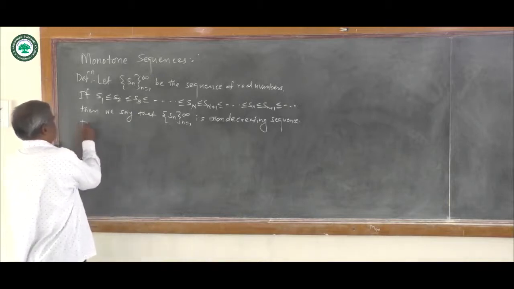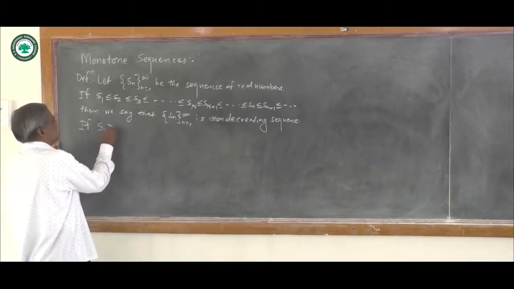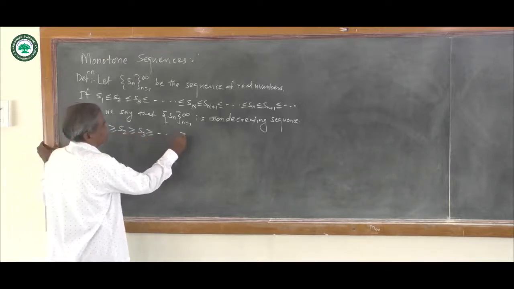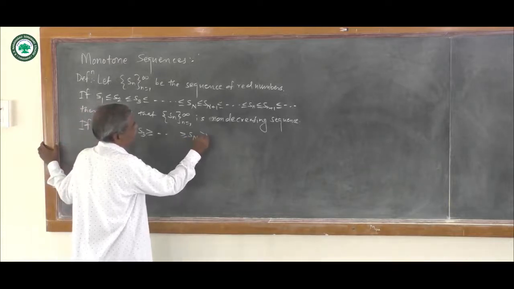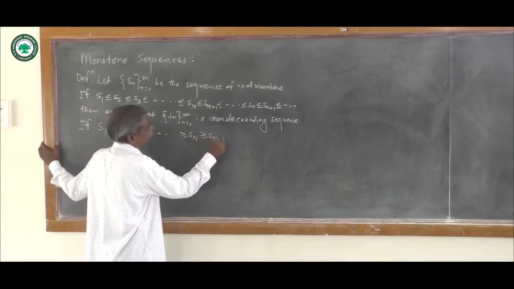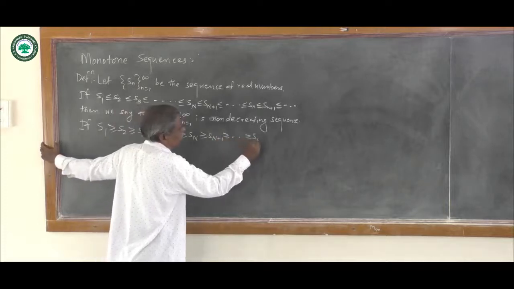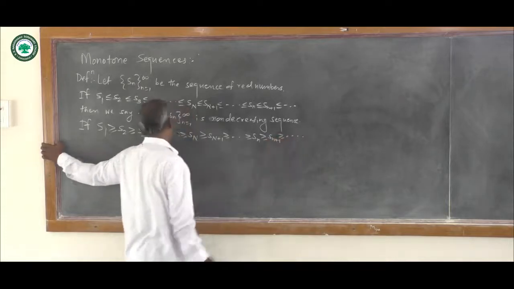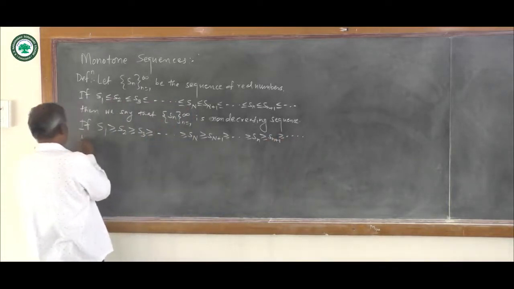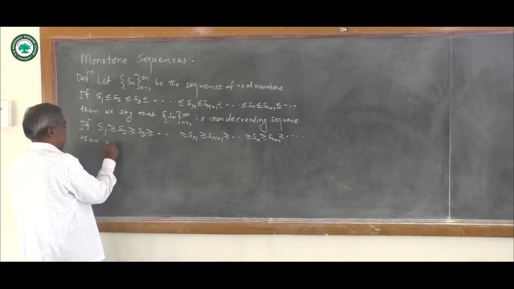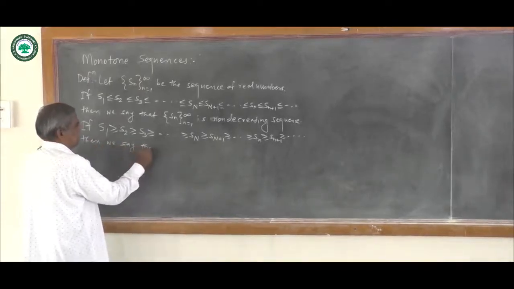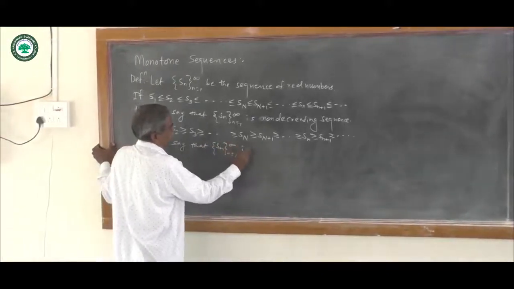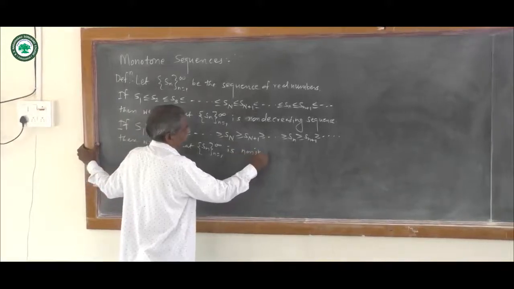If S1 is greater than or equal to S2, greater than or equal to S3, greater than or equal to and so on, greater than or equal to S_N, greater than or equal to S_(N+1), greater than or equal to and so on, greater than or equal to S_n, greater than or equal to S_(n+1) and so on, then we say that the sequence S_n, n is equal to 1 to infinity, is a non-increasing sequence.